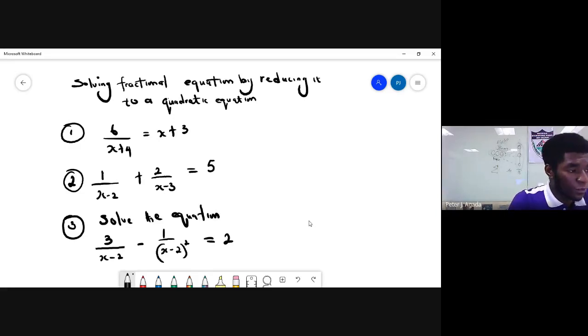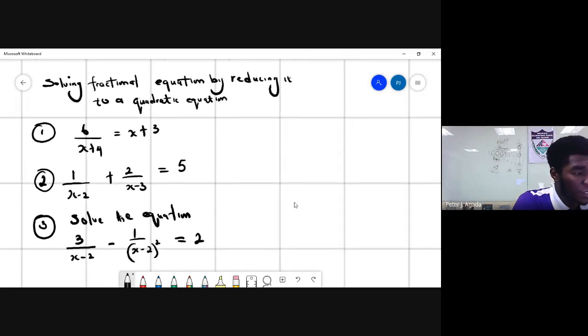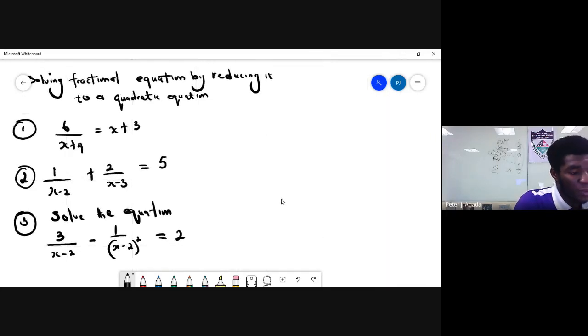In this video, we shall be solving fractional equations by reducing them to a quadratic equation. So let's start with something very simple first. Let's have number 1. I'll just push this one to the left side so I can have more space to solve on the right side. My question is 6 over x plus 4 is equal to x plus 3.